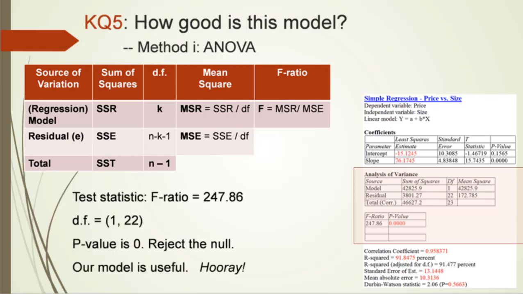The test statistic is calculated to be 247.86. This can be also seen in the table on the right. The degrees of freedom are 1 and 22 respectively. We can look up the p-value for this test using F-table, or we can use computer software to calculate it. StatGraphics tells us the p-value is 0. We reject the null and conclude this model is useful.